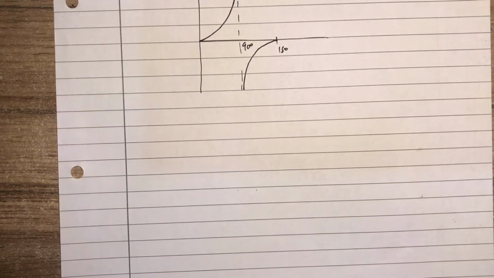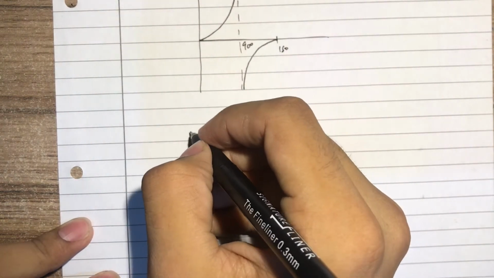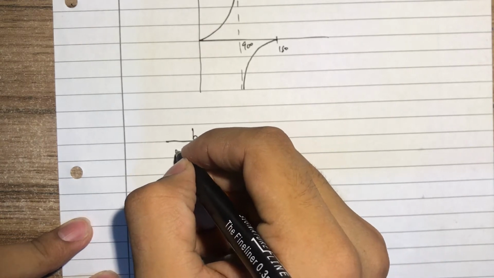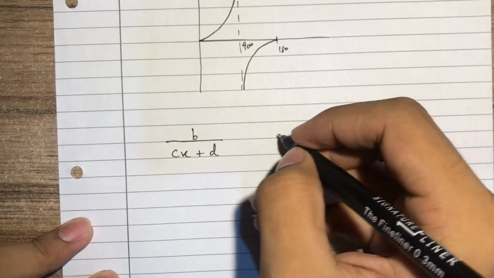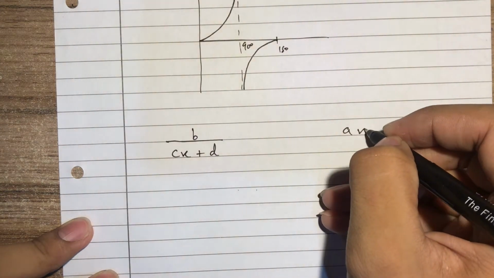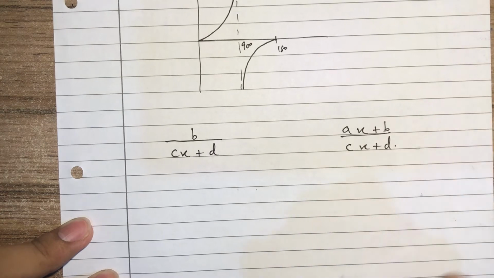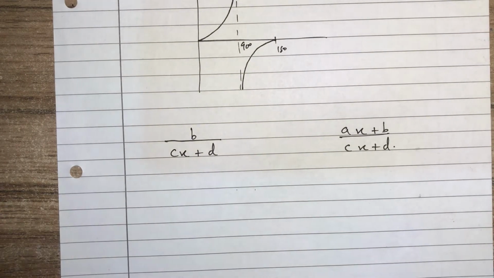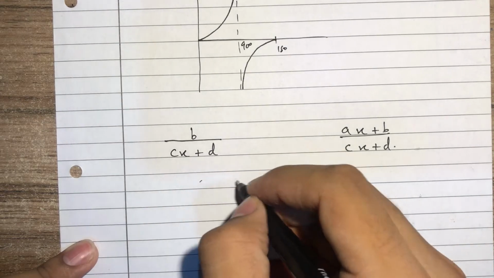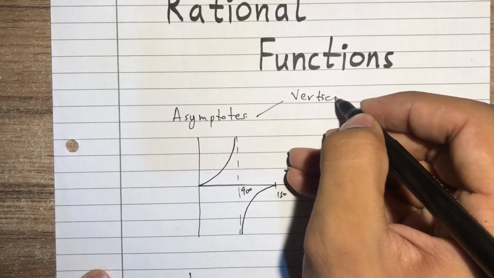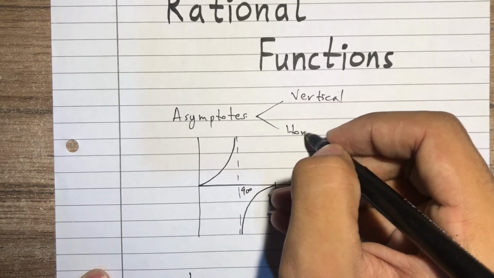Now there are two cases of rational functions in A-level Math P1. So the first case is when you have a constant upon a polynomial of degree 1, or you have a polynomial of degree 1 upon a polynomial of degree 1. There can be two types of asymptotes, the vertical asymptote and the horizontal asymptote.